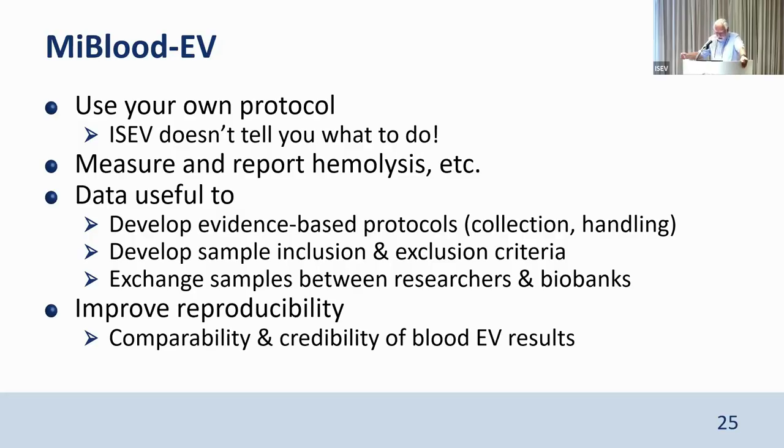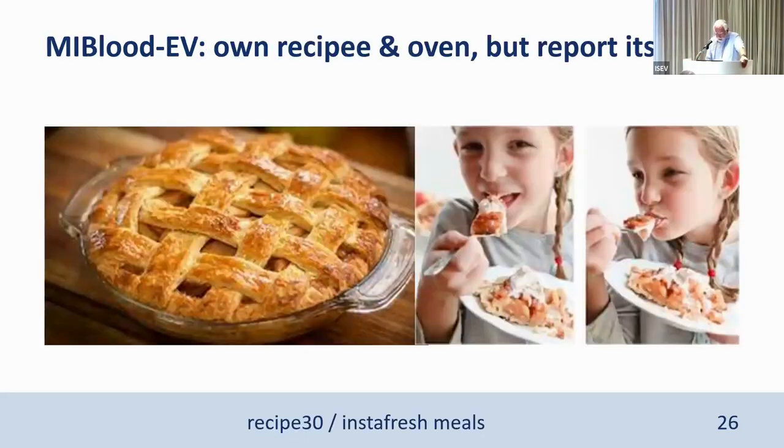So what is the advantage, I think, in the long run? It's improving reproducibility. So it's good for the comparability, but also the credibility of blood EV research. So in very short, use your own recipe, use your own equipment, your own oven, but report the taste of what you have produced. I think this is, in a sense, what my blood EV is about.